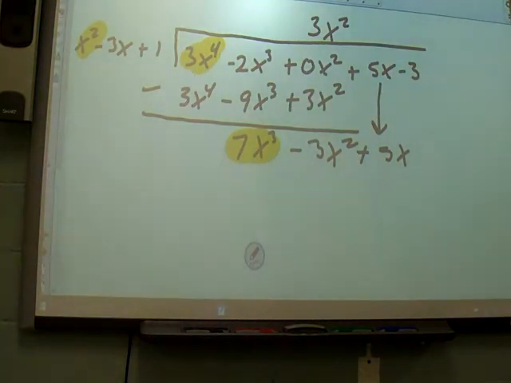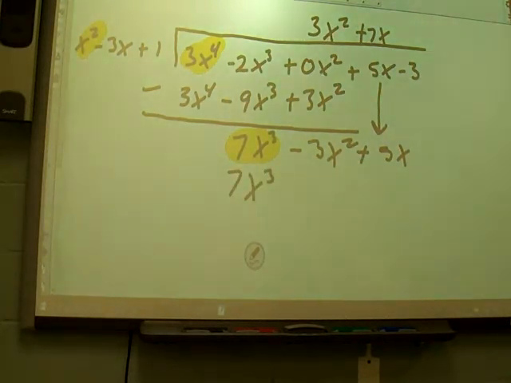Okay, so x squared times what gets me a 7x cubed? 7x. Now I distribute that 7x to all 3 of these things out here. So 7x times x squared is 7x cubed. 7x times negative 3x is negative 21x squared. And 7x times 1 is a positive 7x.